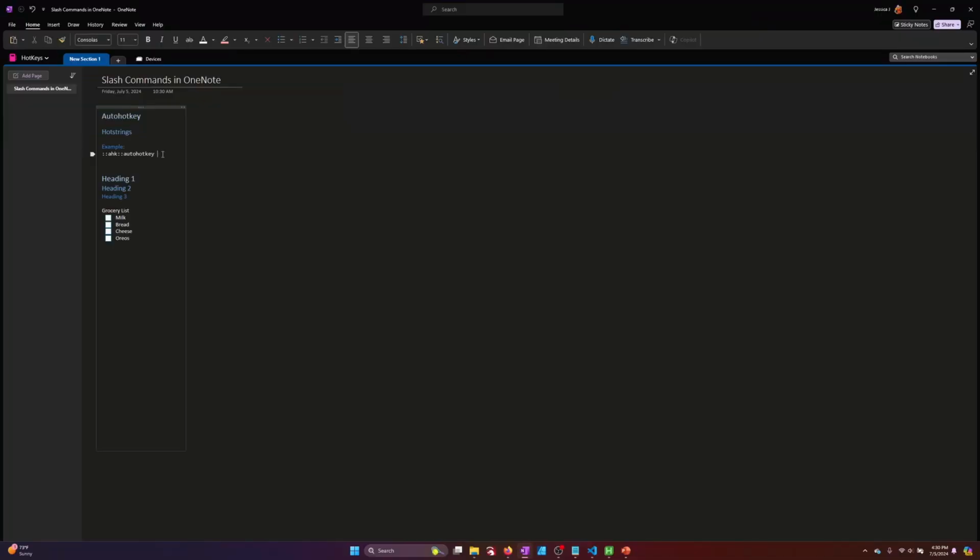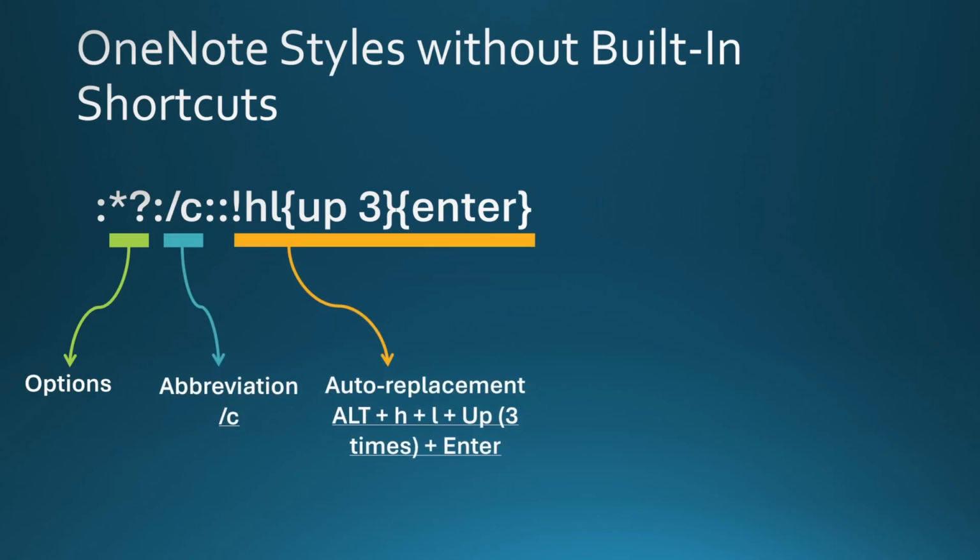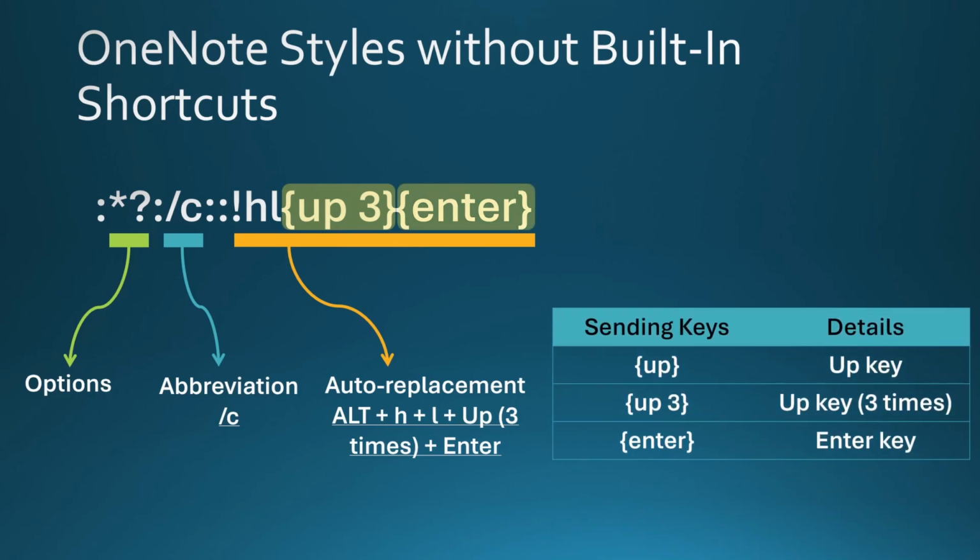Let's see what that hotstring would look like. On the left, we have our options, then our abbreviation /C for the code style. And then we have the auto replacement section. The first 3 characters are Alt-H-L, which should look familiar. Then we're introducing something new with curly braces. This is what allows us to send keystrokes that are not text.